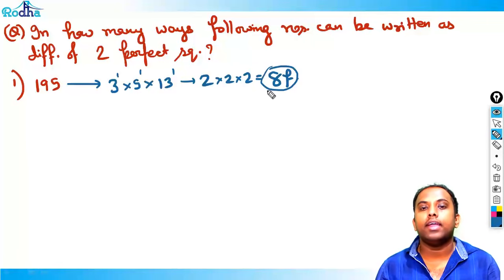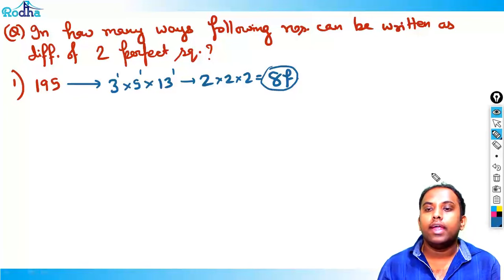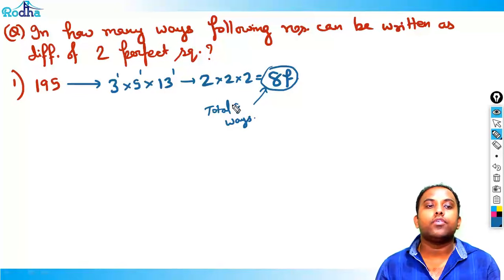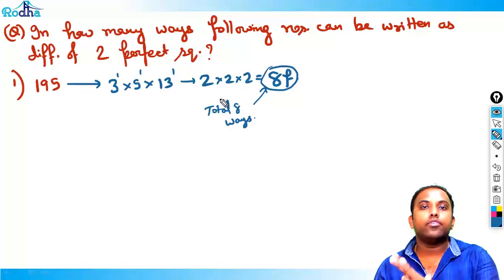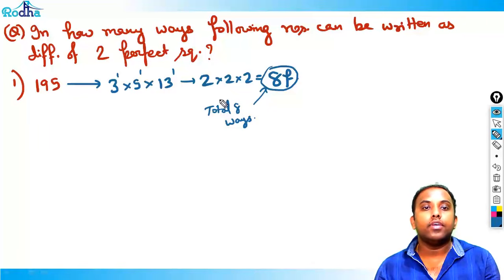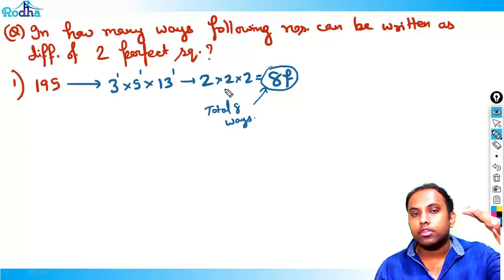8 factors basically means I can write it in a total of 8 ways. What are the 8 ways? First way is 1 into 195. Second way is 195 into 1. Third way is 39 into 5. Fourth way is 5 into 39. Like that there will be a total of 8 ways.